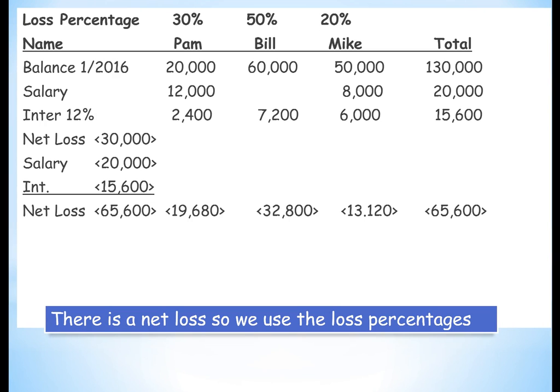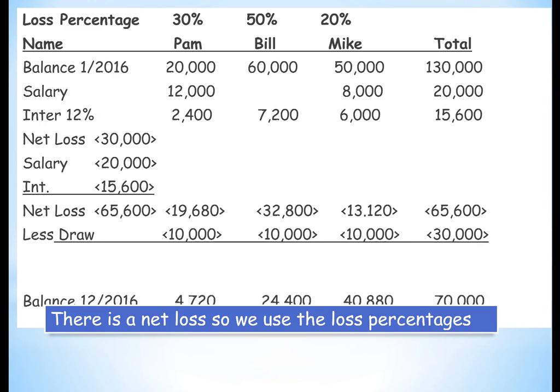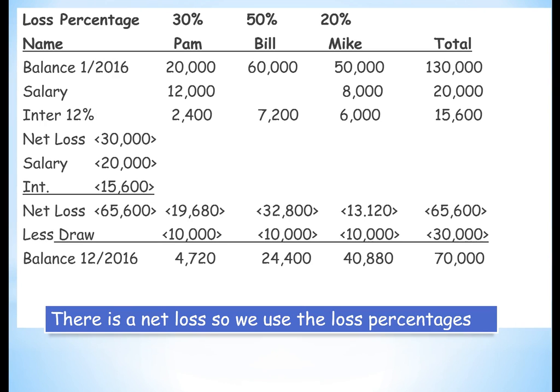And we have to use the 30, 50, 20 because we have to use the loss percentages, because the net loss after the adjustments is what we're going to use as a basis to determine what percentage we use. Less the draw, and now we get a new balance at the end of December 2016.